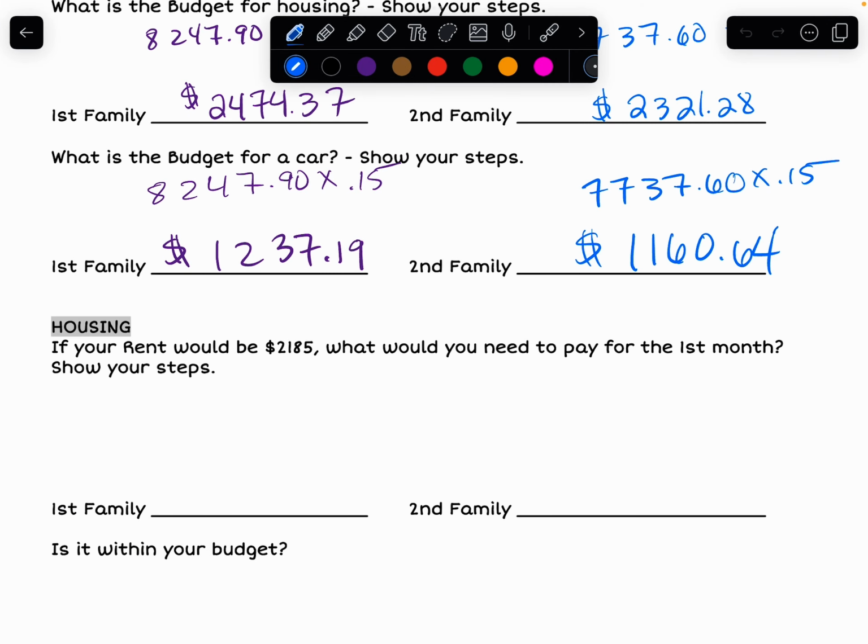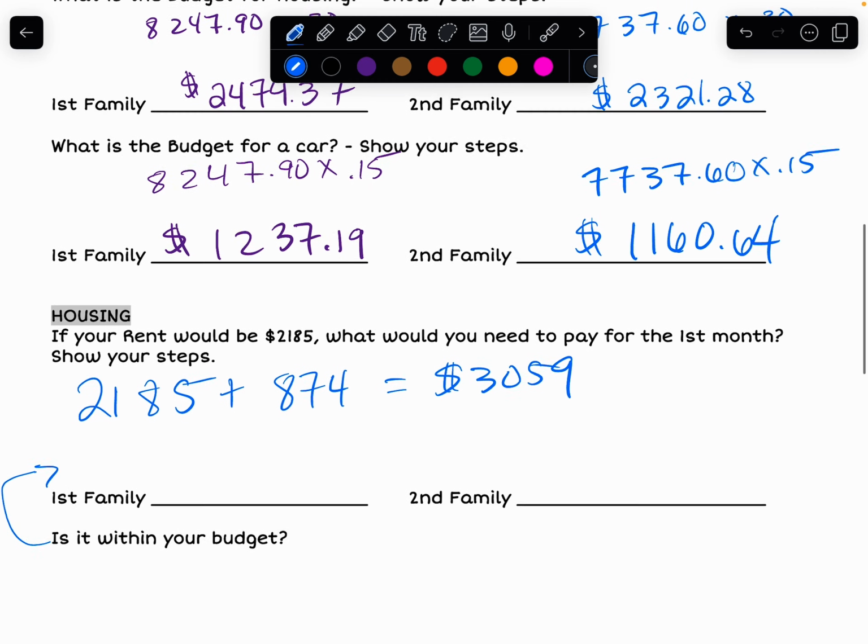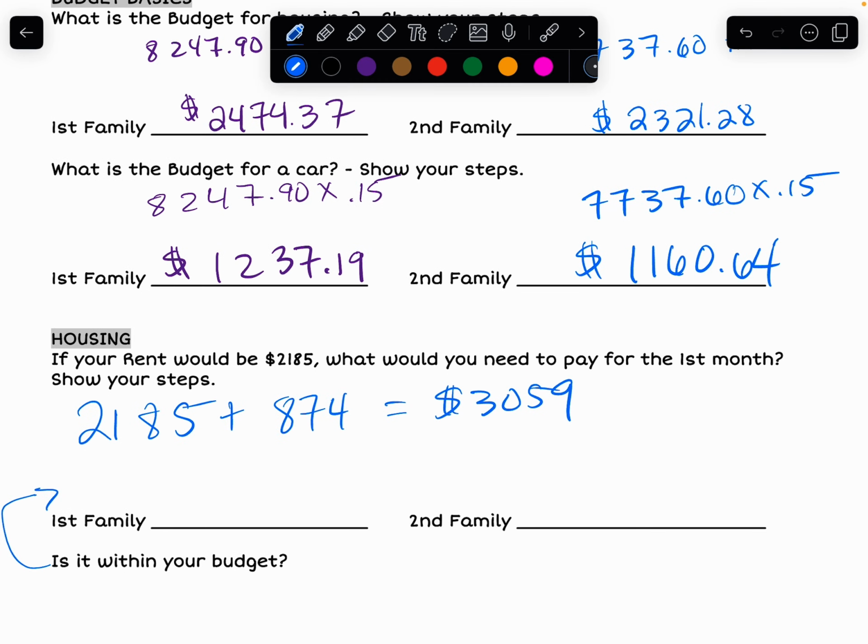2,185 times 40% is 874, and I add that to the 2,185. I don't know why I have two lines for this one. That would come out to $3,059. Is it within your budget? This question should have been up here. So now the rent would be yes. The security deposit would be over. That would be the same thing for both of these. Okay, I hope that helped.